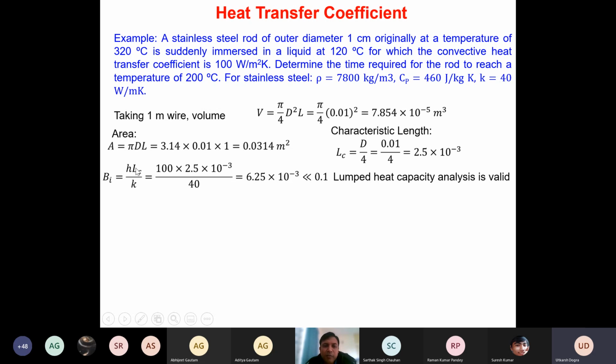So if you calculate this Biot number, in the Biot number this K has to be the thermal conductivity of the metal itself, isn't it? Correct? Yes, sir. So we put this K equals 40 here. We calculate and get this 6.25 into 10 raised to power minus 3. And definitely this is much lower than 0.1.